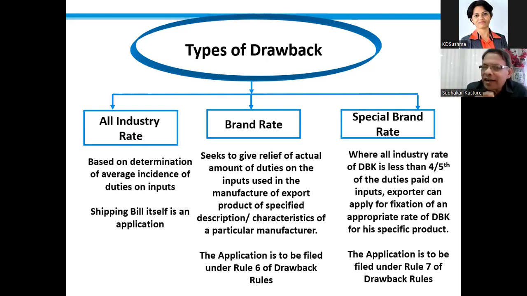So when you understand the scheme of drawback, please understand, drawback can be claimed as all industry rate or brand rate or special brand rate. But you cannot claim advance authorization and drawback simultaneously for the same product. Either you claim advance authorization, don't pay duty, or you claim drawback, pay duty and take back. So all your input duties are taken care of by two schemes, advance authorization or drawback, and RODTP.